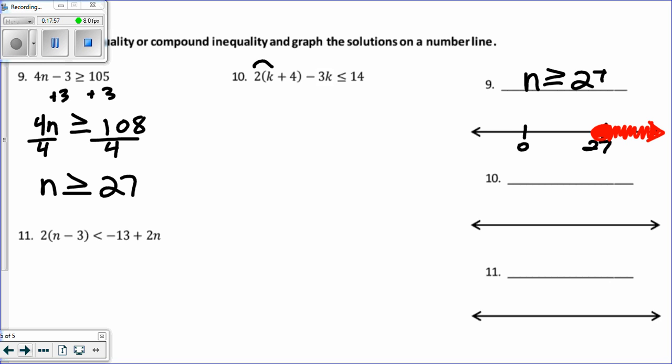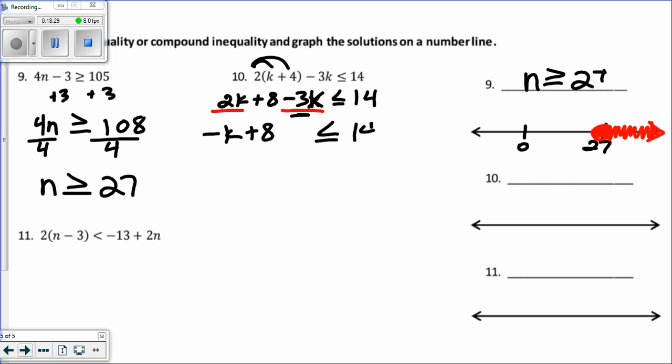So first we have to distribute 2. So we get 2k plus 8 minus 3k is less than or equal to 14. On the left side, we need to combine like terms. We have positive 2k and negative 3k. When you combine those, you get a negative k plus 8, is less than or equal to 14. I'm going to subtract 8 from both sides. I get negative k is less than or equal to 6.